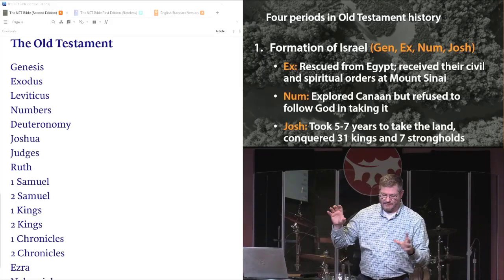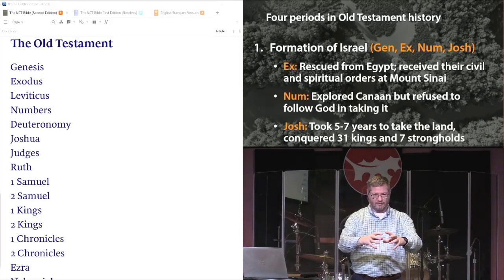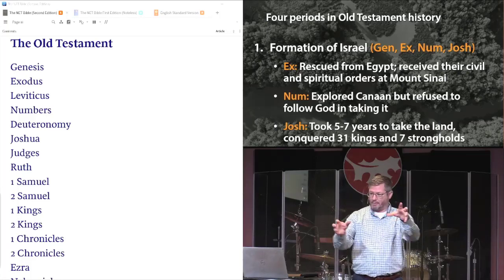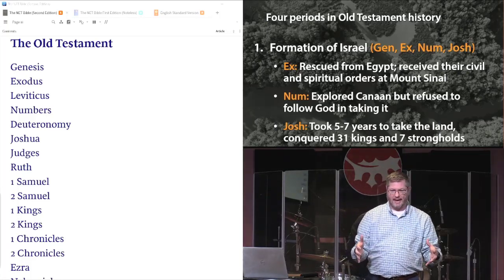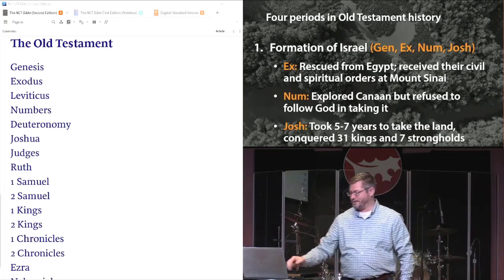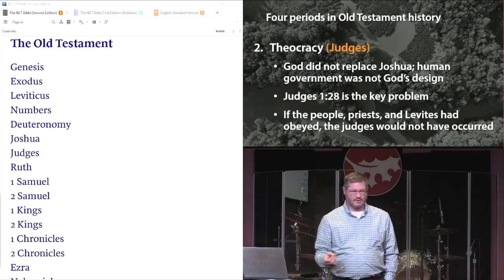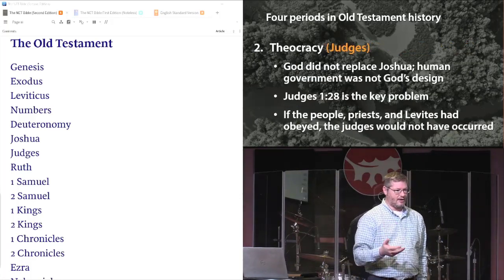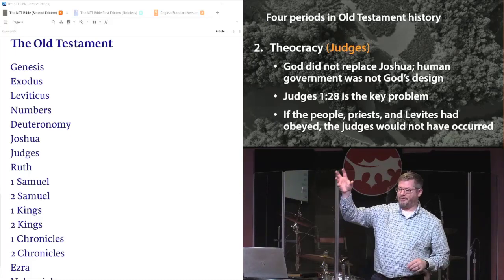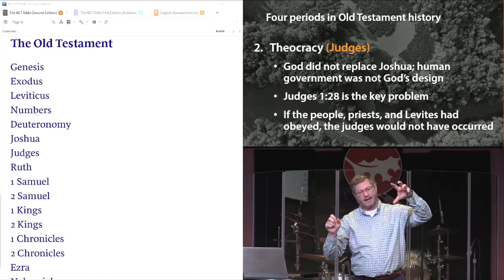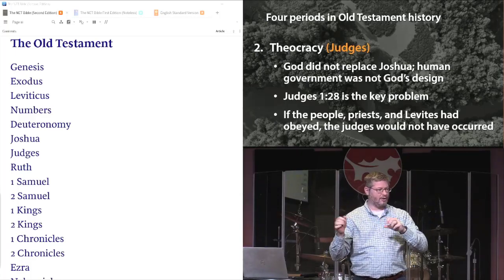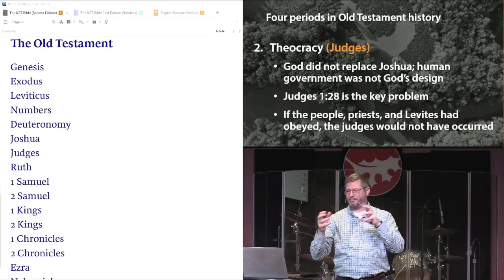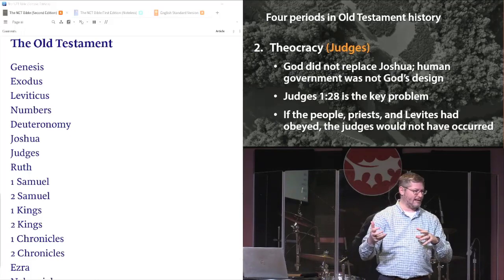But it is at this moment now, the rest of the book, the second half of Joshua, is the division of the land amongst the tribes. Okay, now we're in the land. So what's supposed to happen? What's supposed to happen is what's called a theocracy. A theocracy is simply the Greek word theos is God, and the ocracy is the rule by, right? So a monarchy or a democracy is rule by the people. Theocracy is rule by God.